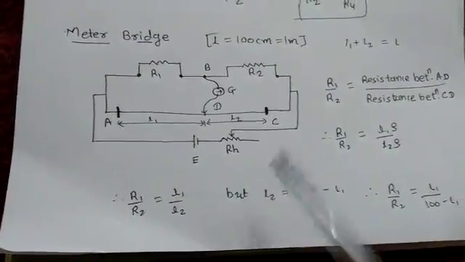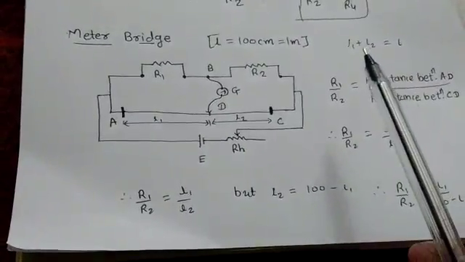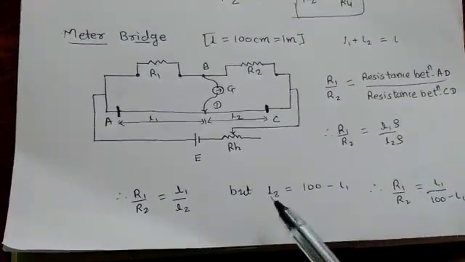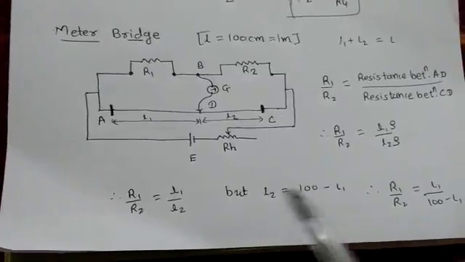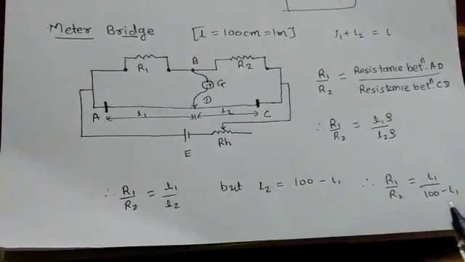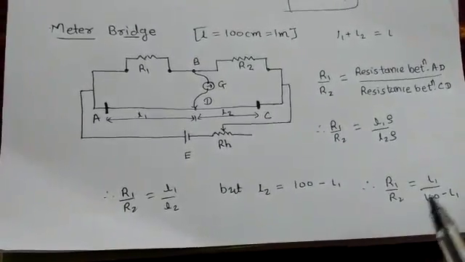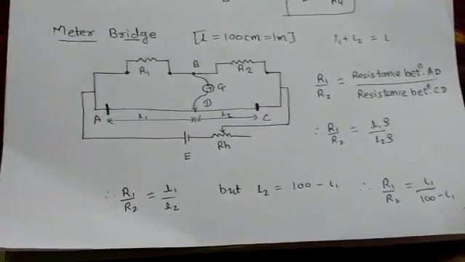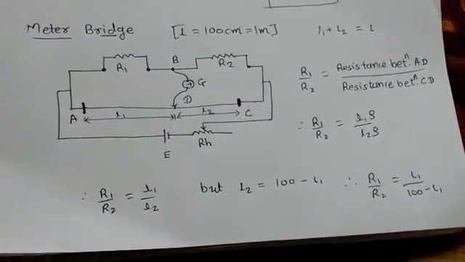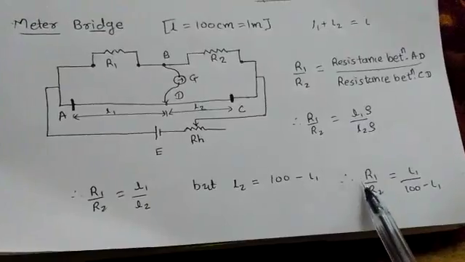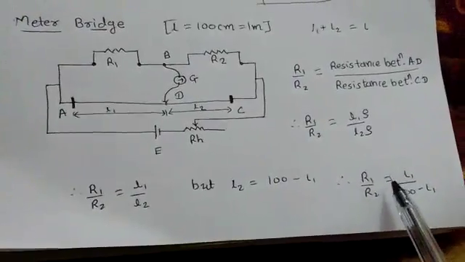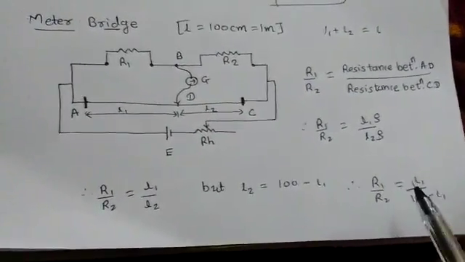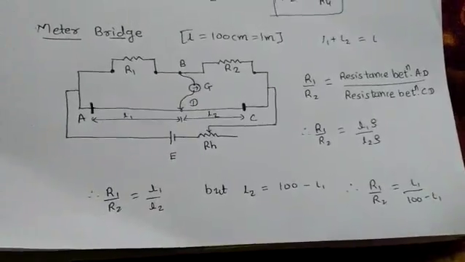That's why we can cancel it, and our equation tends to R1 by R2 equals L1 by L2. But we know that L is equal to L1 plus L2, so we can say that L2 is equal to 100 minus L1. So R1 by R2 is equal to L1 upon 100 minus L1. If we are considering that R1 is the unknown resistance, we can make it the subject, so R1 is equal to R2 L1 upon 100 minus L1.